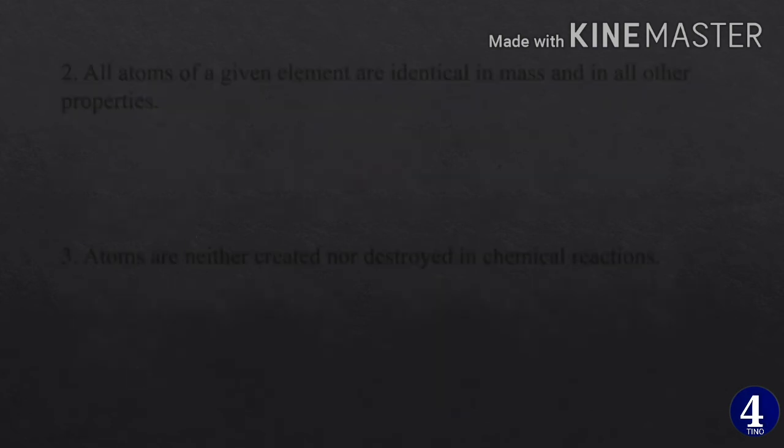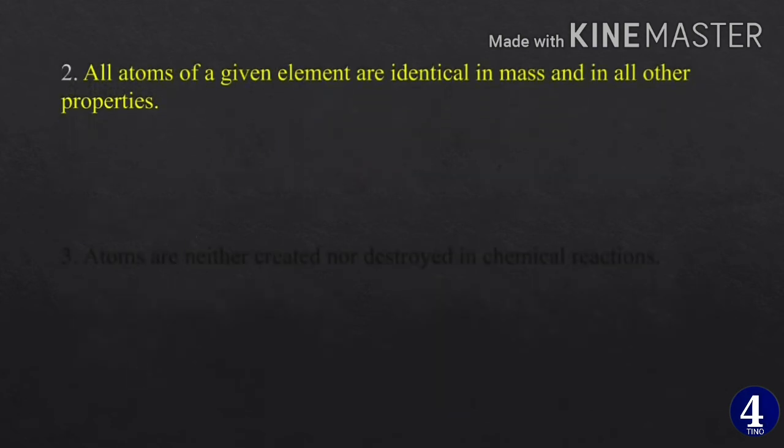The second postulate of Dalton's atomic theory was that all atoms of a given element are identical in mass and in other chemical properties. This is his thought, but it was proved wrong because sometimes, okay, atoms of the same element may not be equal in terms of mass. So this is wrong, actually. It was proven to be wrong. Anyways, this is one of his postulates.